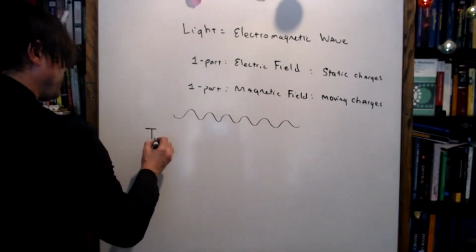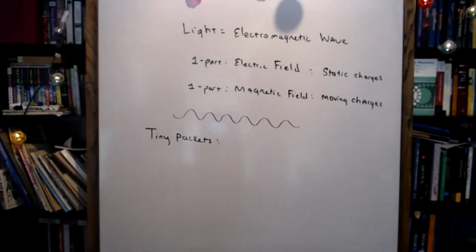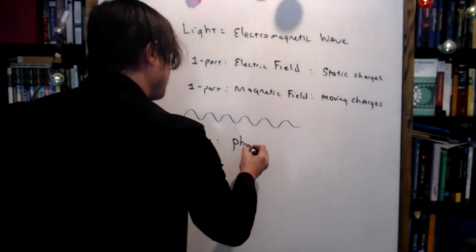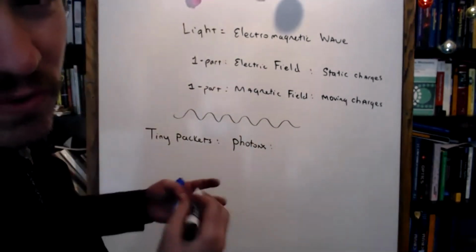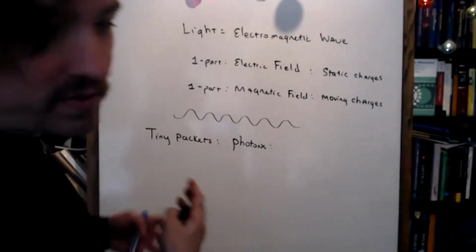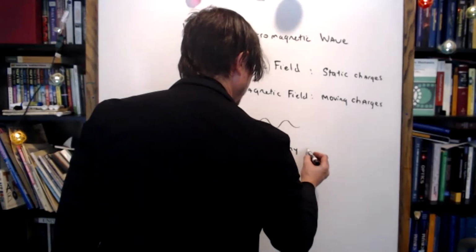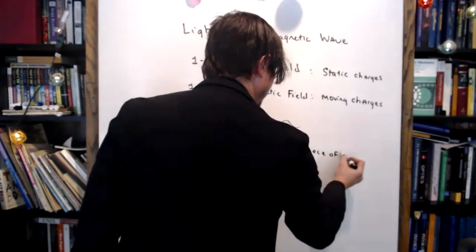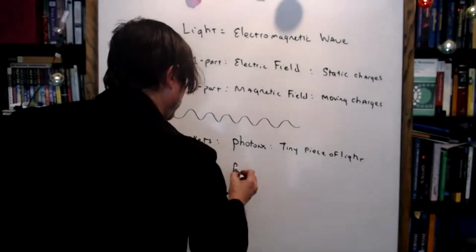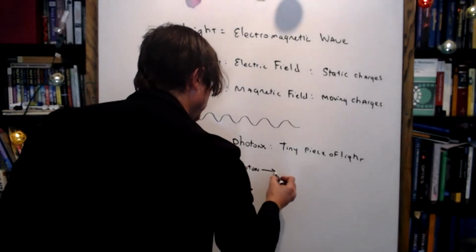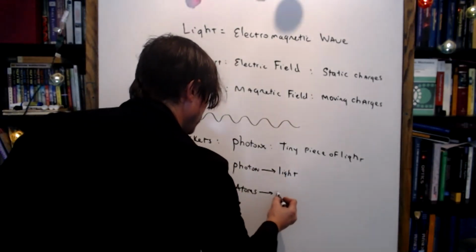Light can actually take the form of tiny packets. And the tiny packets of light are called photons. You can think of photons as particles or packets of light. They act like particles and waves, okay? A photon is kind of like a tiny piece of light. A good analogy is that a photon is to light as atoms are to matter.